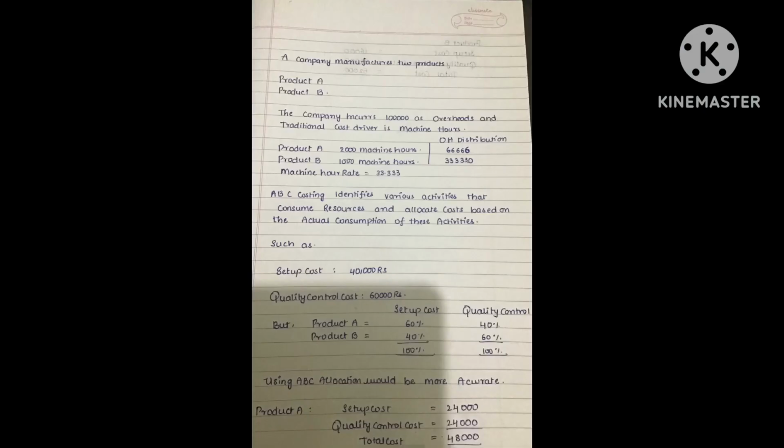Let us understand ABC costing through an example. A company manufactures two products, product A and product B. The company incurs 1 lakh as overheads and the traditional cost driver is machine hours. In case of product A, the machine hours are 2000 hours. In case of product B, the machine hours are 1000 machine hours.